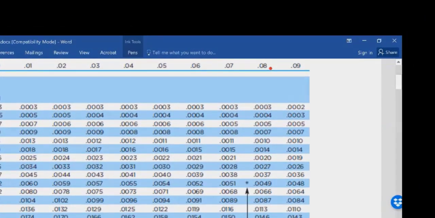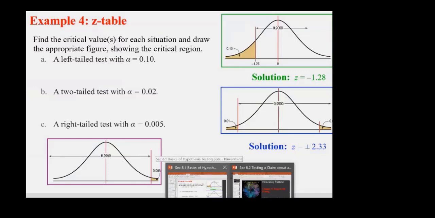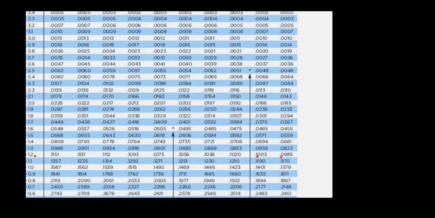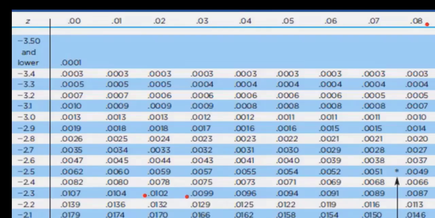Now, if you look at the next one, it says a two-tailed test. Alpha is 0.02. A two-tailed test with alpha 0.02 means each tail contains 0.01 of area. Now, going back to the table, we want to look in the body for 0.01. As we look for it, you see that we are somewhere here. So I want you to see this number and this number. Look at those two dots.